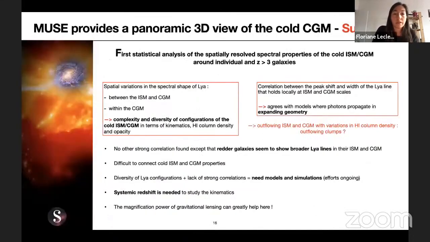And this is my summary slide. I just presented the first statistical analysis of the spatially resolved spectral properties of the Lyman alpha halos around high redshift galaxies. The main conclusion is that these studies suggest that we are seeing outflows at the ISM and CGM scales. It also underlines that it's difficult to connect the cold ISM and CGM, at least with Lyman alpha, and that we will need model simulations or maybe the help of lensing to improve our understanding. And thank you.